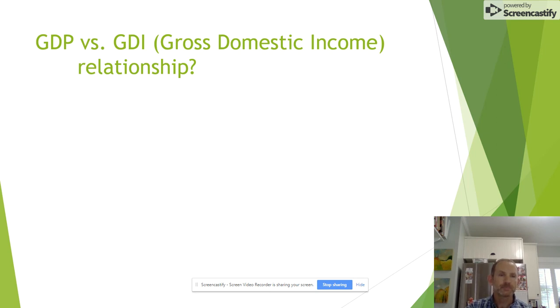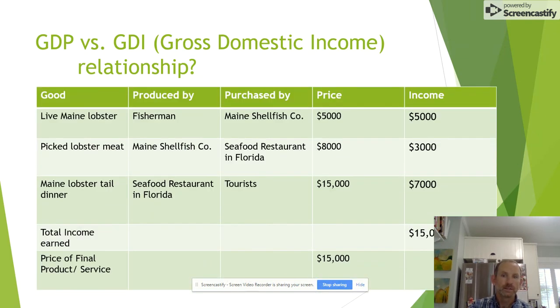Okay. This chapter also talked a bit about gross domestic income. So that's another measure of the size of the economy or the size of that circular flow. If you remember back to this table, gross domestic income would look at all those income figures on the right and see a total income of $15,000. Gross domestic product would look at the value of the final good or service, which was also $15,000. So in theory, these two things are the same.